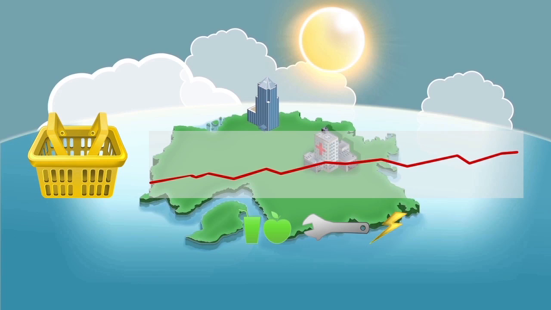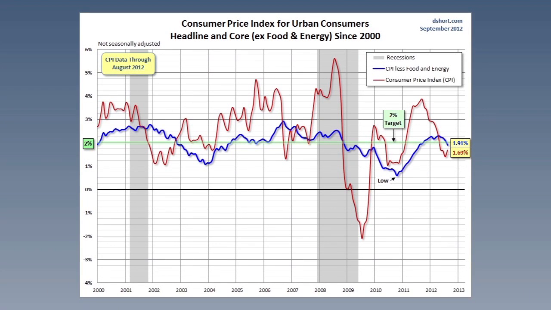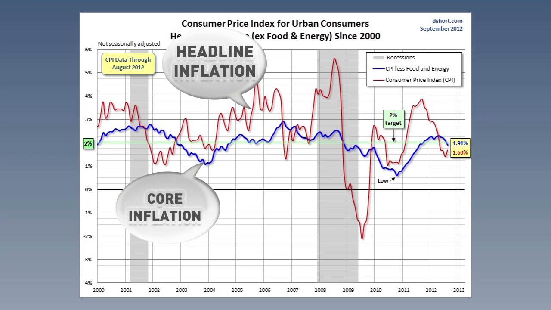Usually, the key things excluded from core inflation are food and energy. Both food and energy frequently experience sharp rises or falls in prices that are unrelated to the rest of the economy. The graphic shows a comparison of headline and core inflation over time in the Eurozone. You can see that headline inflation bounces up and down a lot more than core inflation.